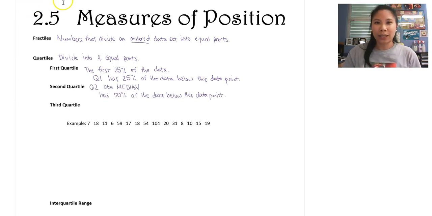So the second quartile refers to the data point that has 50% of the data below it. We've talked about this before. If you have 50% of the data below you, that means 50% also has to be above you, which means you're right in the middle. So the second quartile, Q2, is also called the median, because remember, to find the median, you would put everything in order and then find the middle number. That's all the second quartile is.